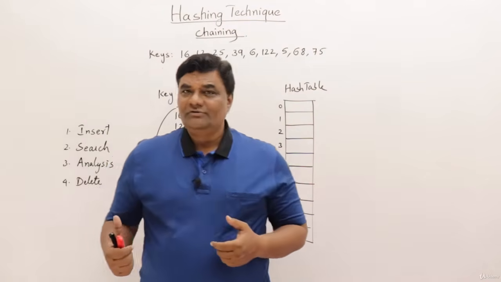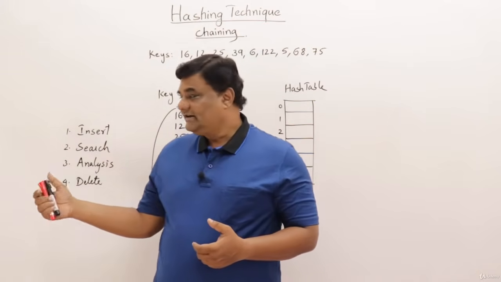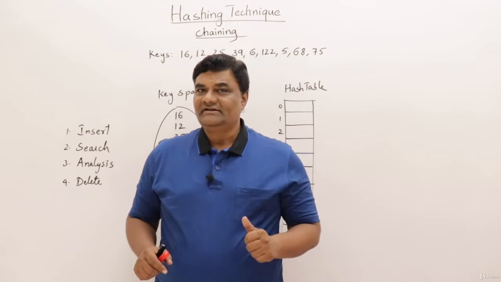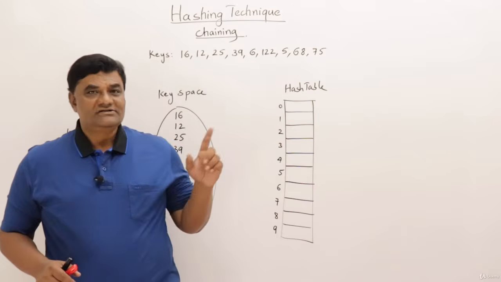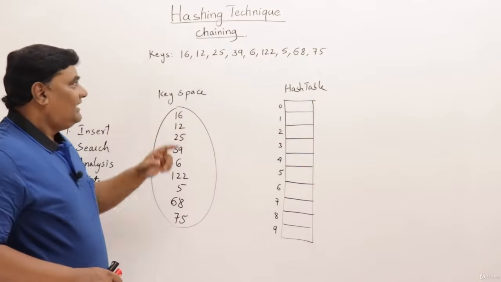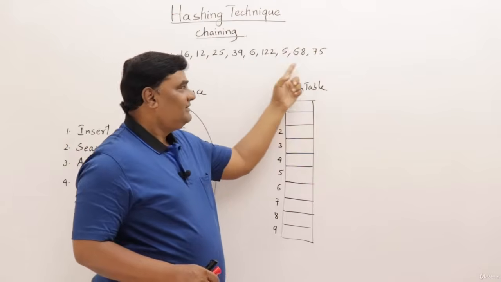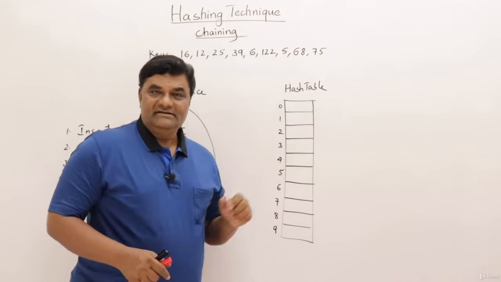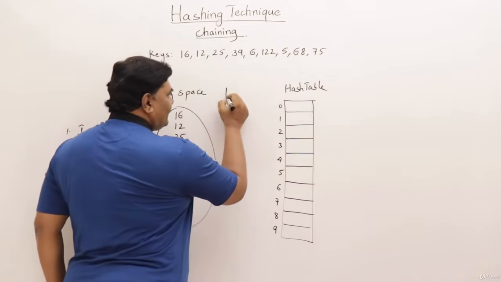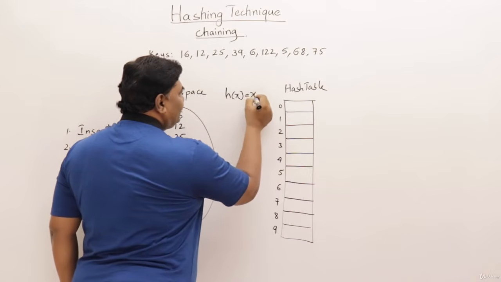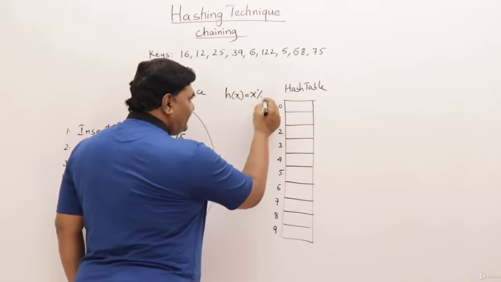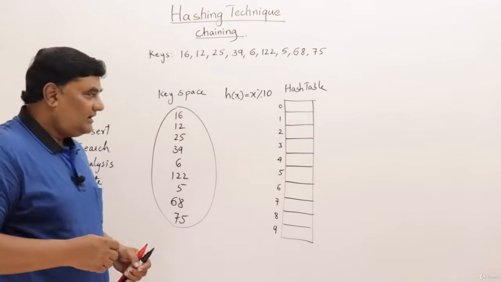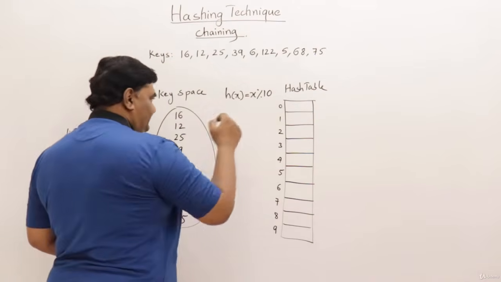In this topic, I will show you how to perform the following operations: how to insert, how to search, and the analysis of search. Then we will also see how to delete. These are the operations we will learn on chaining. So let us start. I already have a set of keys kept here, taken in a key space, and the hash table size is 10. So the hash function is h(x) = x mod 10, where 10 is the size. Now using this hash function, I will insert these keys in the hash table.